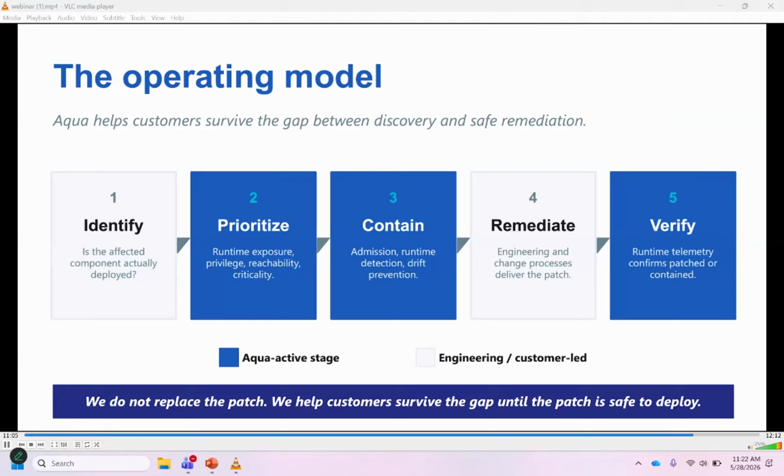The Aqua message is therefore precise. We do not replace the patch. We help our customers survive the gap until the patch is safe to deploy. In a Mythos era estate, that gap is where the risk lives. And the size of that gap is exactly what the AI risk dashboard quantifies.